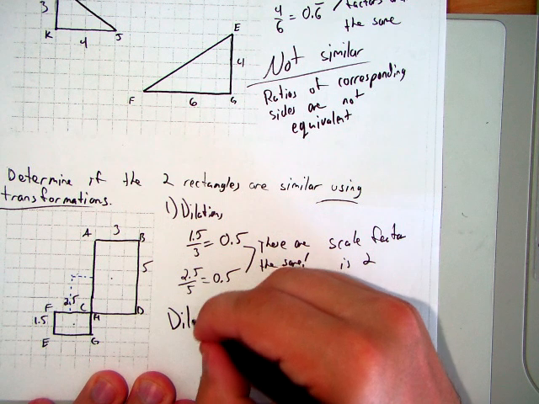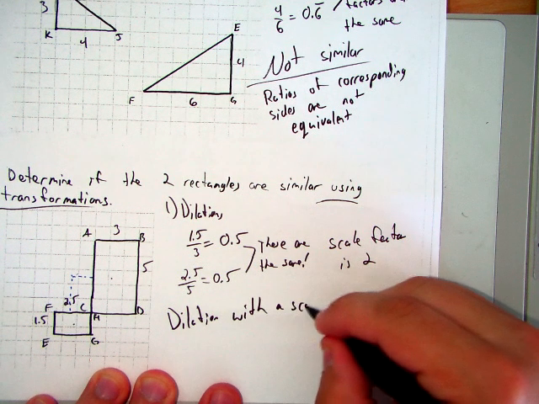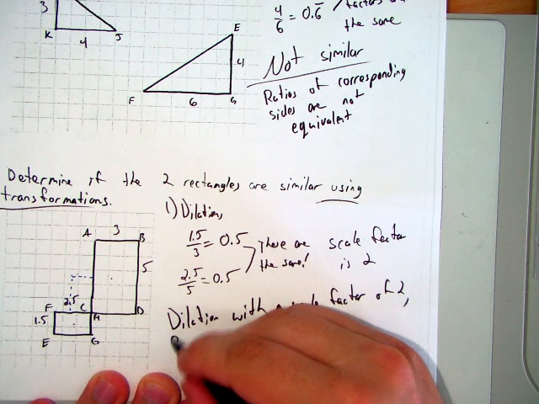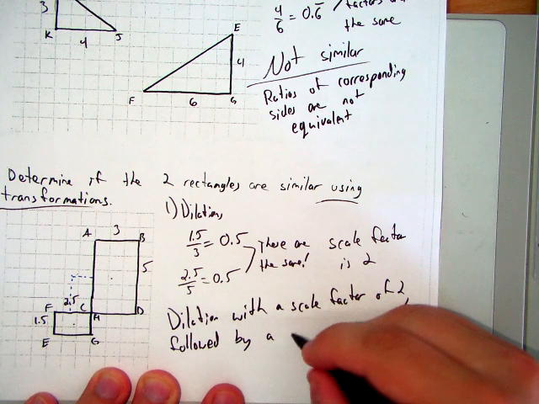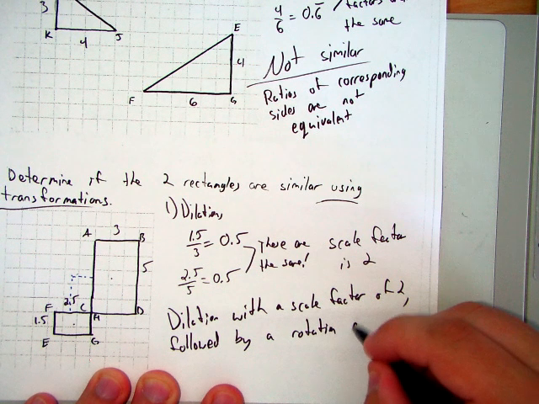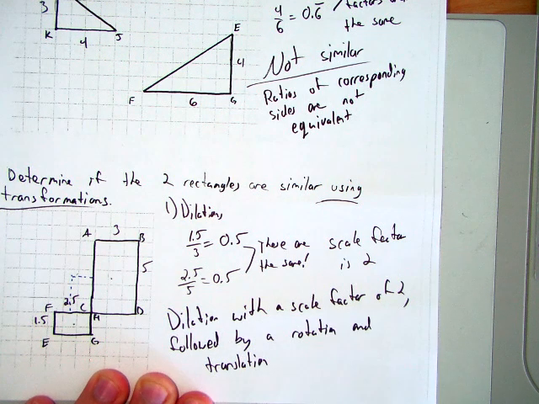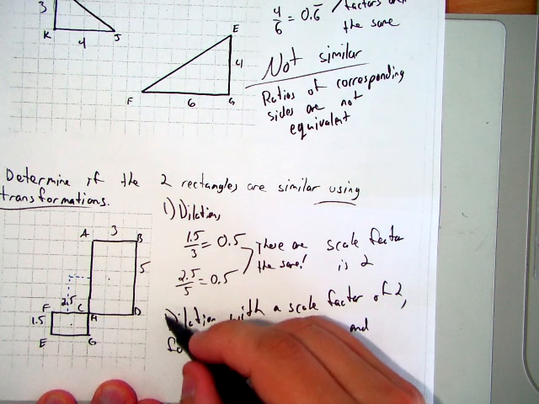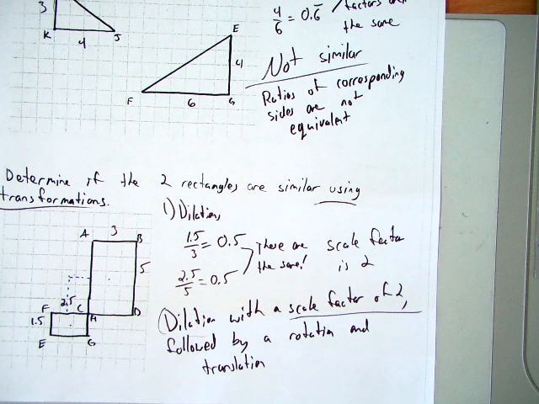So this would be a dilation with a scale factor of 2, followed by a rotation and translation. Whenever we are looking at similarity, we always want to say what the scale factor is.